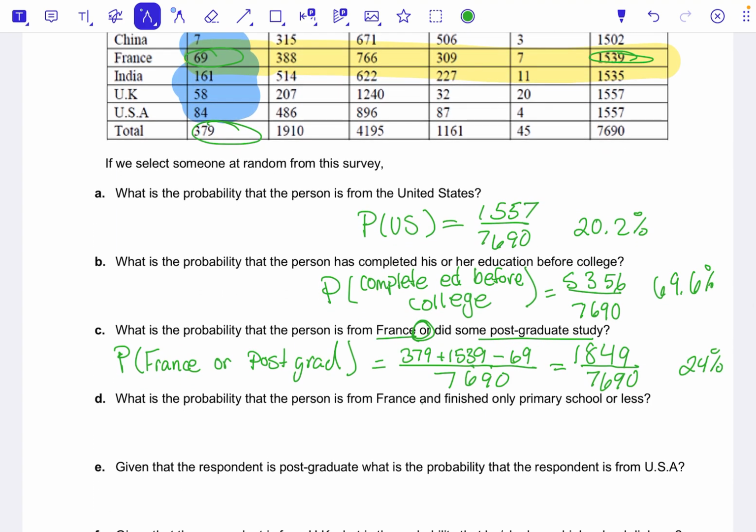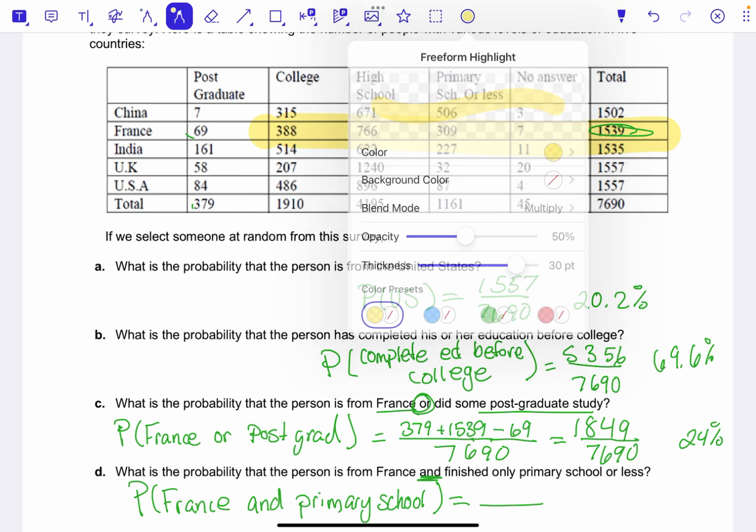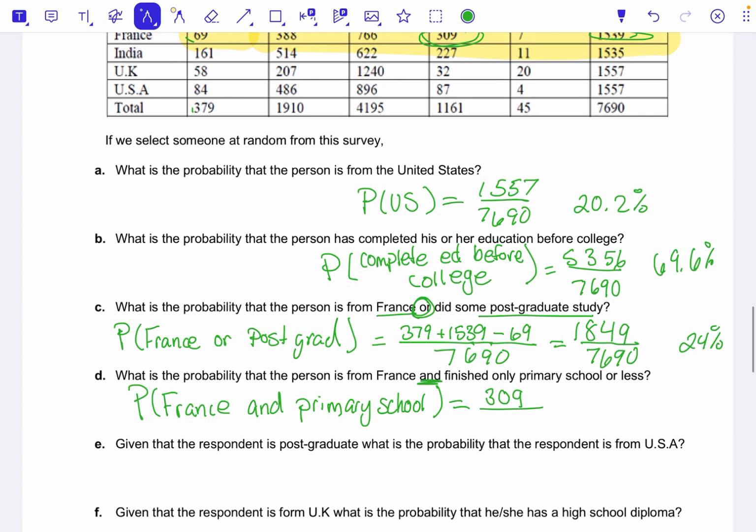All right, probability. Now we're looking at an overlap. We have the probability that someone is from France and finished only primary school or less. All right, so now we want the overlap. So we're still focused on that France column, but we're looking at a different number this time. This time we want the number that is primary school or less, which is the 309. So that would be 309, still out of the 7,690, which would end up being 4%.